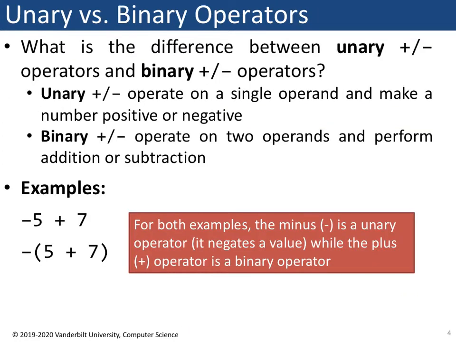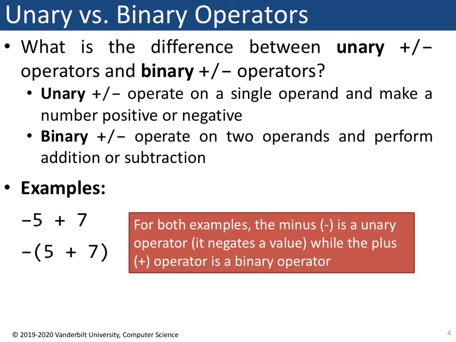Operators are often split based on how many operands they require. A unary operator, in this case unary plus and unary minus, takes a single operand, and the plus will make the number positive while the minus will make the number negative. A binary plus requires two operands and performs addition, while a binary minus performs subtraction on two operands.